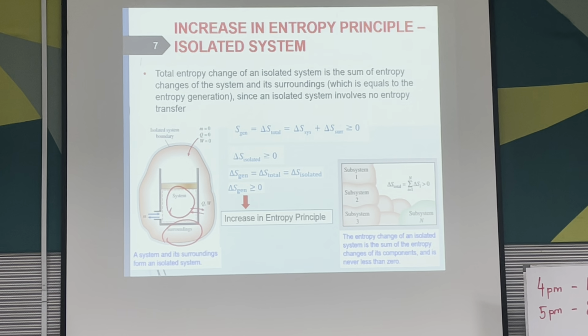So here the S generated is equal to the change in the total S. So S, entropy, equals the change in the entropy of the system plus the change in the entropy of the surrounding. And this entire change, we are talking about this one, will always be more than or equal to 0. So you will always be generating entropy. This is what we are trying to say.